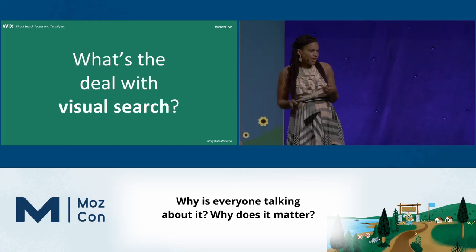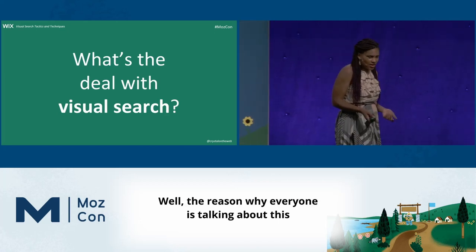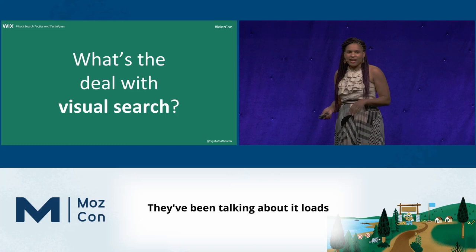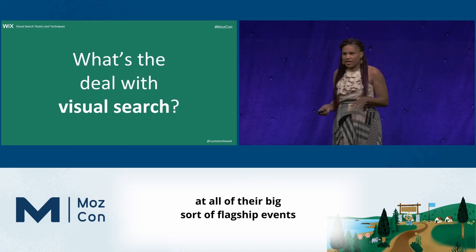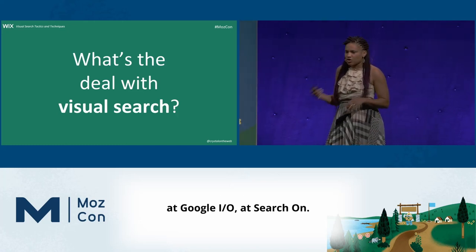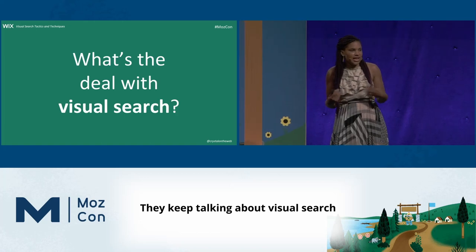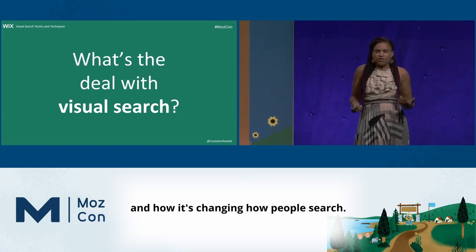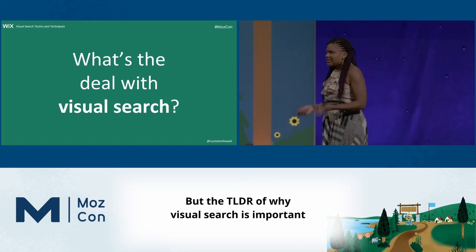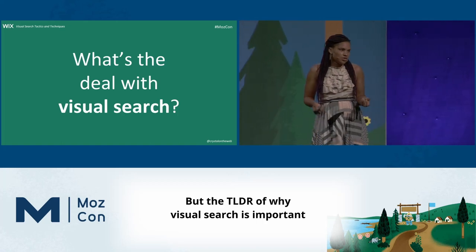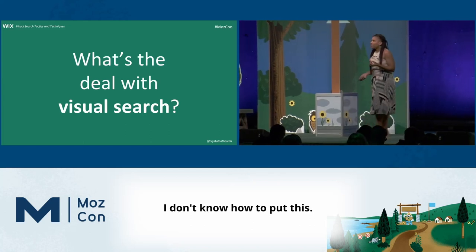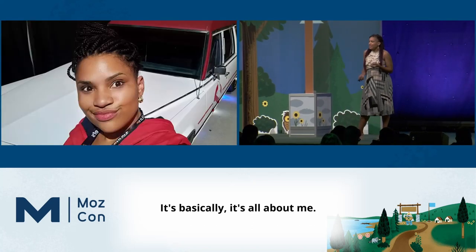Why is everyone talking about it? Why does it matter? Well, the reason why everyone's talking about it is because Google's talking about it a lot. They've been talking about it loads at all of their big flagship events, at Google I/O, at Search On. They keep talking about visual search and how it's changing the internet and how it's changing how people search. But the TLDR of why visual search is important is that it's basically all about me.